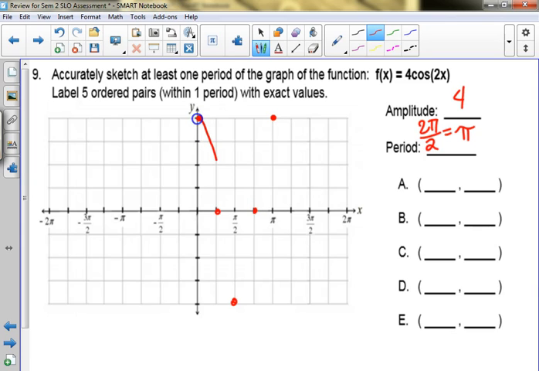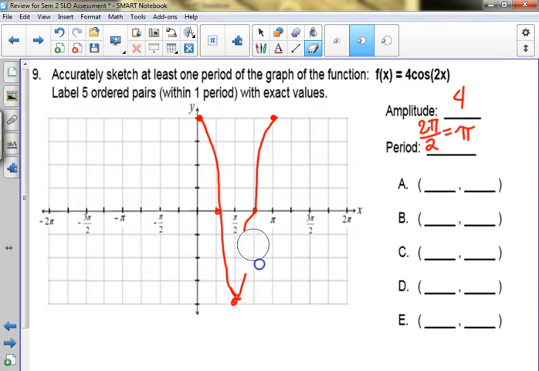Is that graph paper working for you? Oh! I don't know what happened there. All right. Yeah, I can't draw it no matter what I do. Okay.